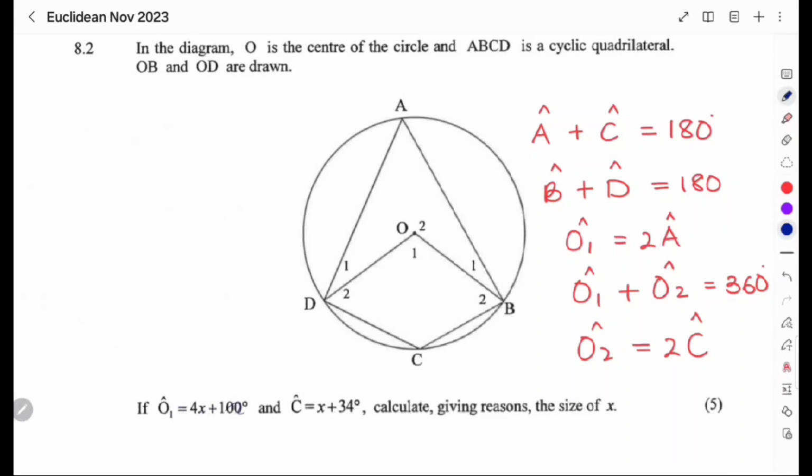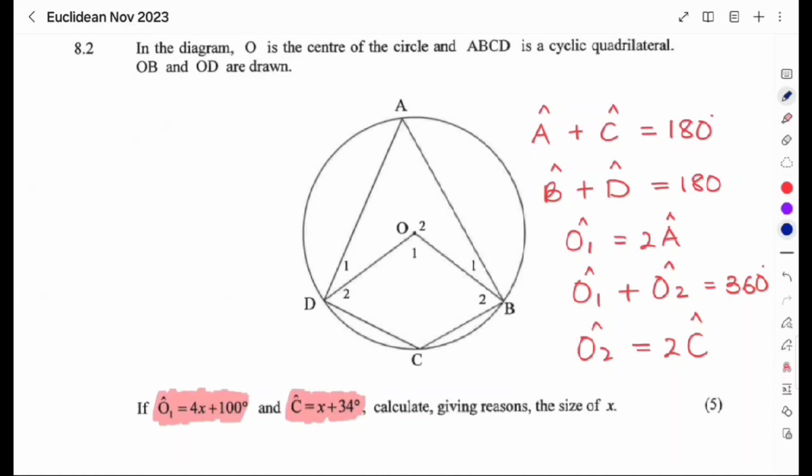If O1 is equal to 4x plus 100, so we are given the angle O1, and C is equal to x plus 34. Calculate giving reasons the size of x. So please take note that this is for 5 marks.